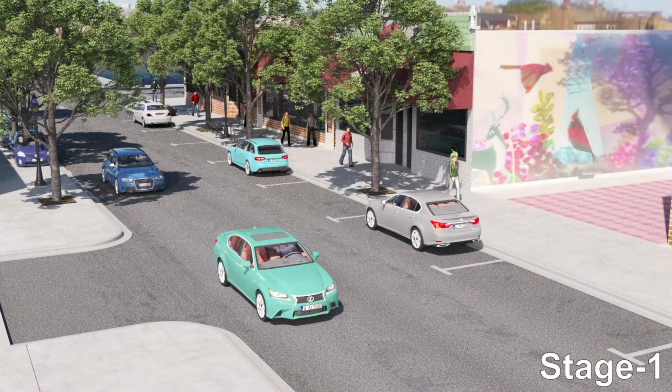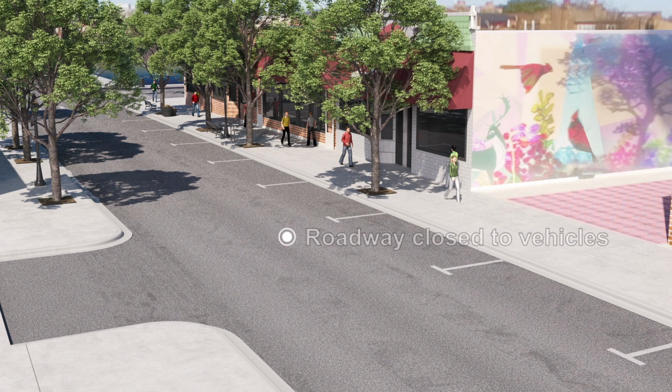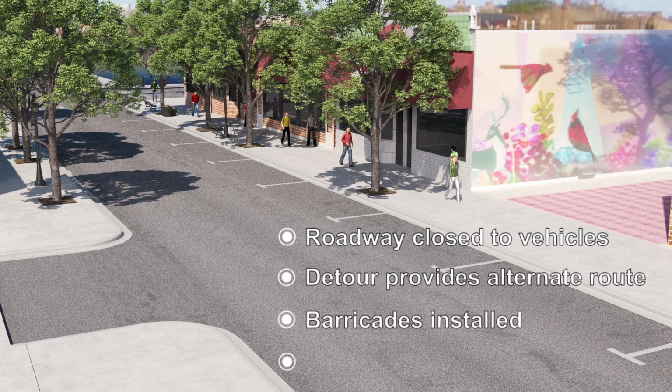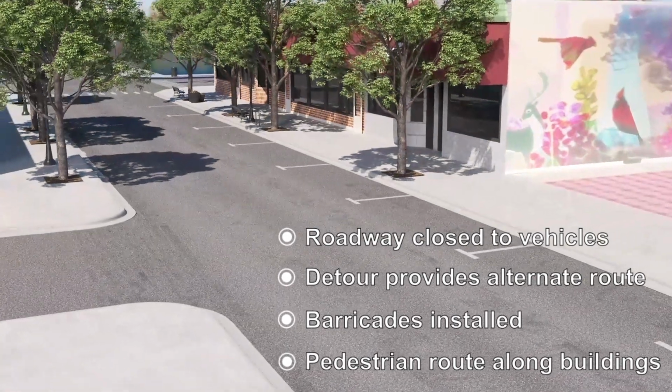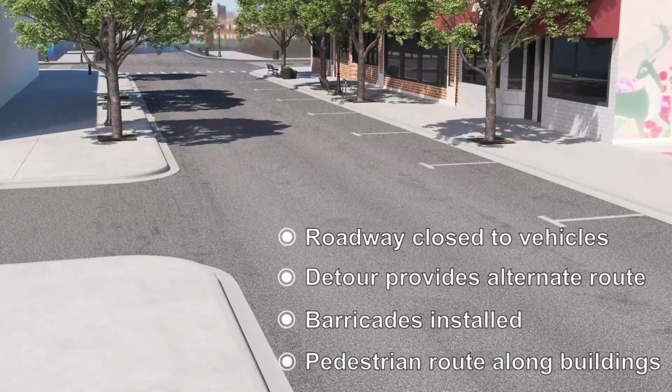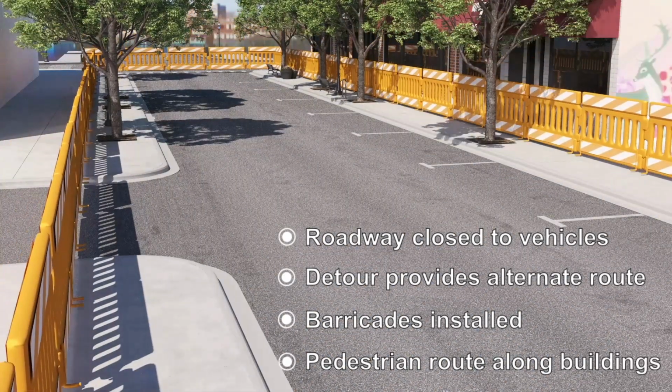Stage 1. To begin, there is a great deal of underground utility work that primarily happens within each of the roadways. In this example, the roadway is first closed to vehicle traffic with a detour put in place to provide alternate routes. Roadway closures can be inconvenient for cars, but can drastically accelerate the overall construction process as the contractor has more room to maneuver and operate.